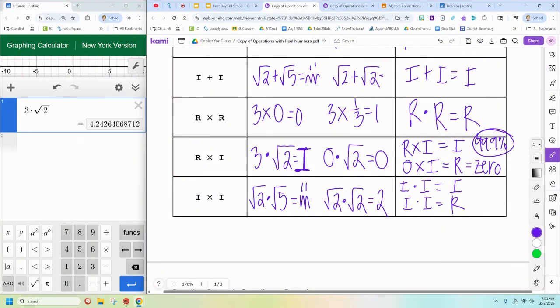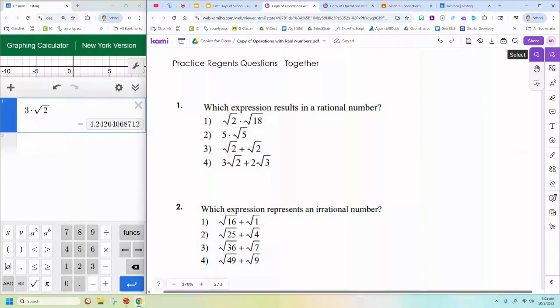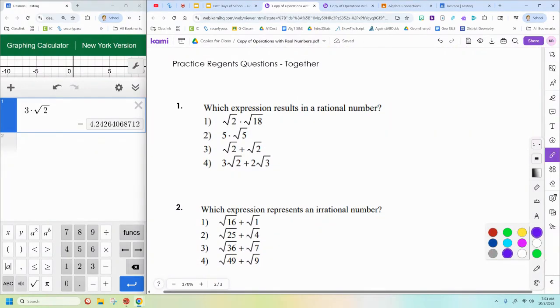Let's see how we do. So we're going to do these together. Up here. All right. So first one. It says, which expression results in a rational number?